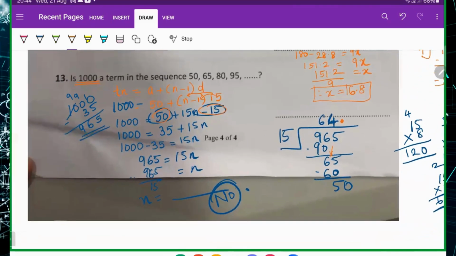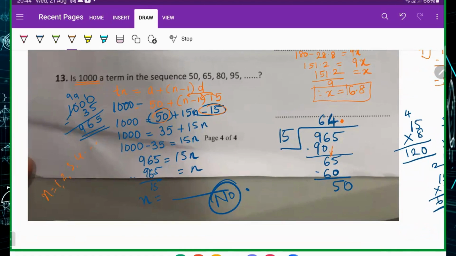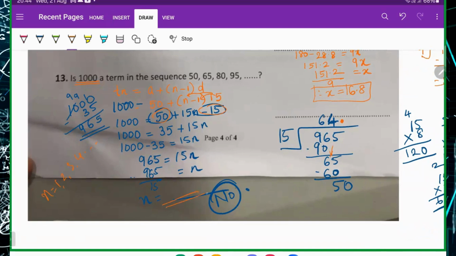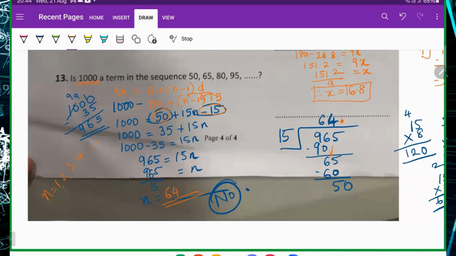Now you remember n can either be 1, 2, 3, 4, so on and so forth, but it cannot be in decimals. So since it's going to be in decimal, like 6 point something, so your answer is a no.